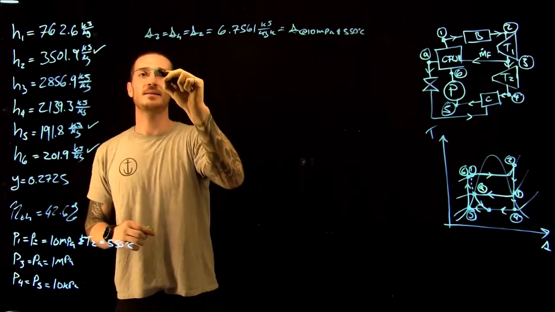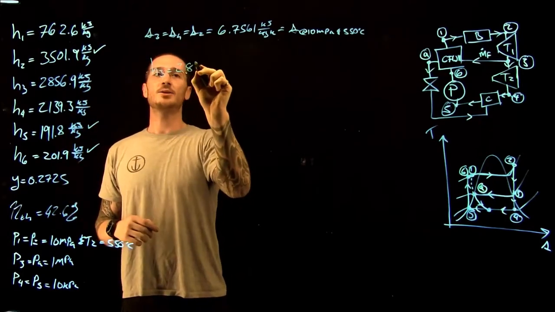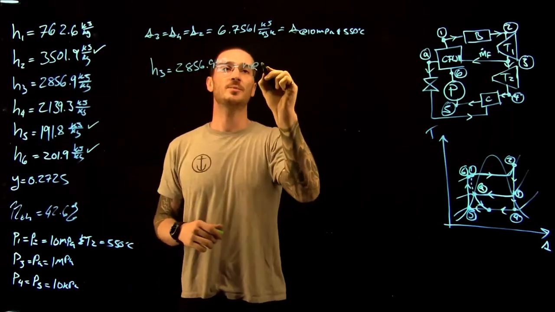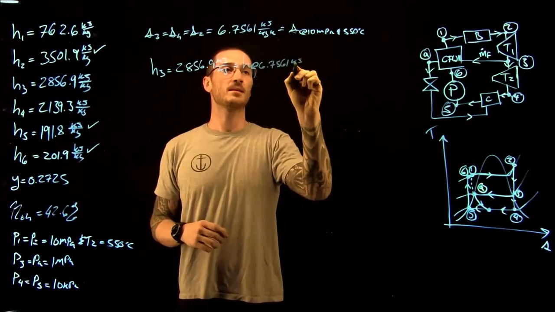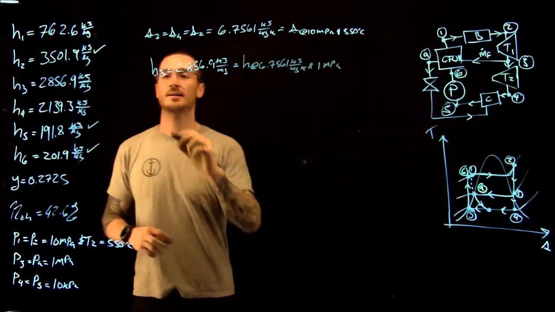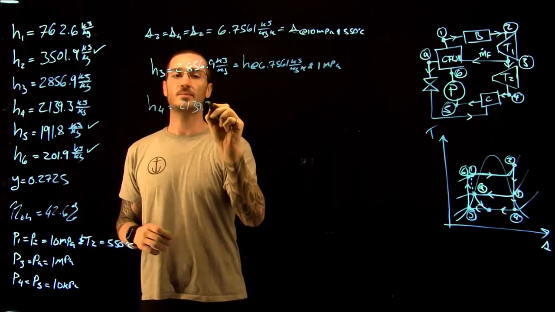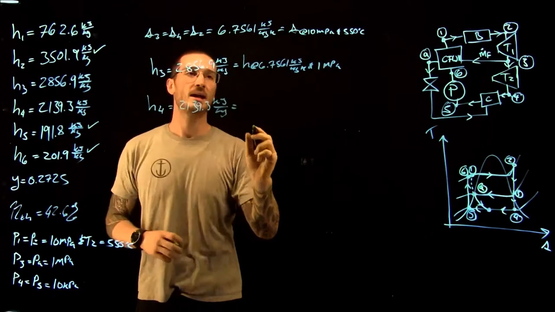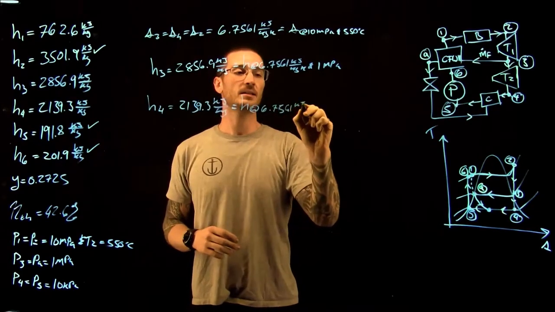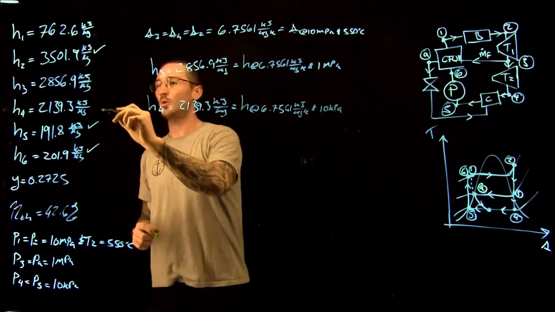With this information, we can find that the enthalpy at 3 is equal to 2,856.9 kilojoules per kilogram, and this is equal to the enthalpy at an entropy of 6.7561 kilojoules per kilogram Kelvin and a pressure of 1 megapascal, where our steam is extracted. We can also find that the enthalpy at 4 is equal to 2,139.3 kilojoules per kilogram, and this is equal to the enthalpy at an entropy of 6.7561 kilojoules per kilogram Kelvin and a pressure of 10 kPa. So we found these two.